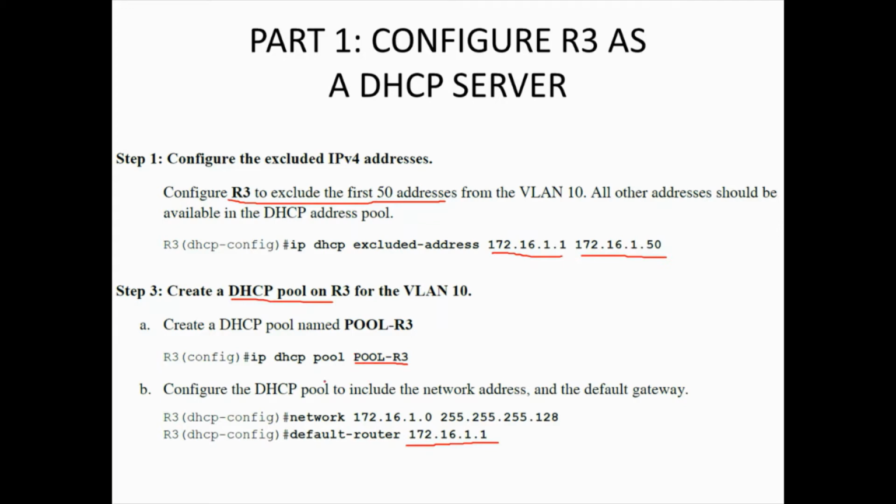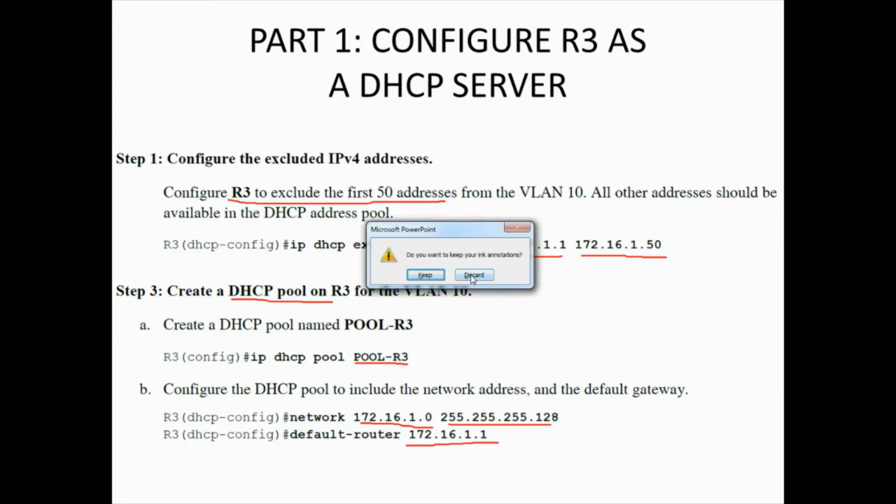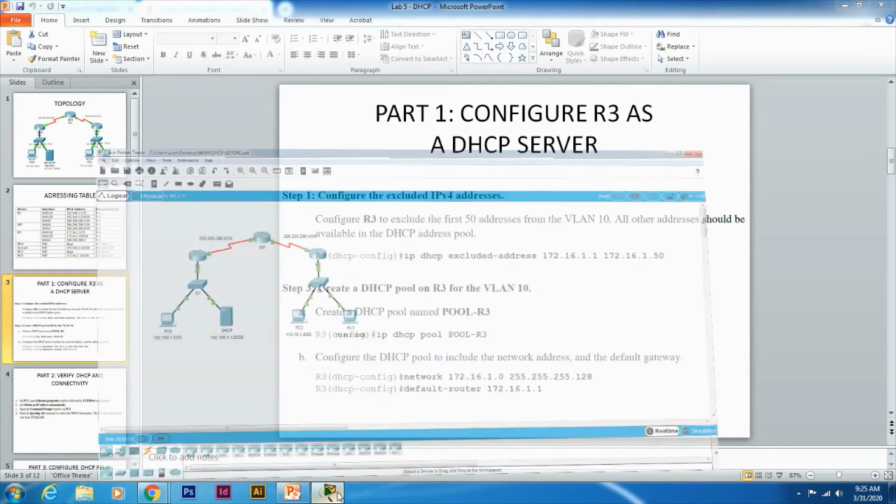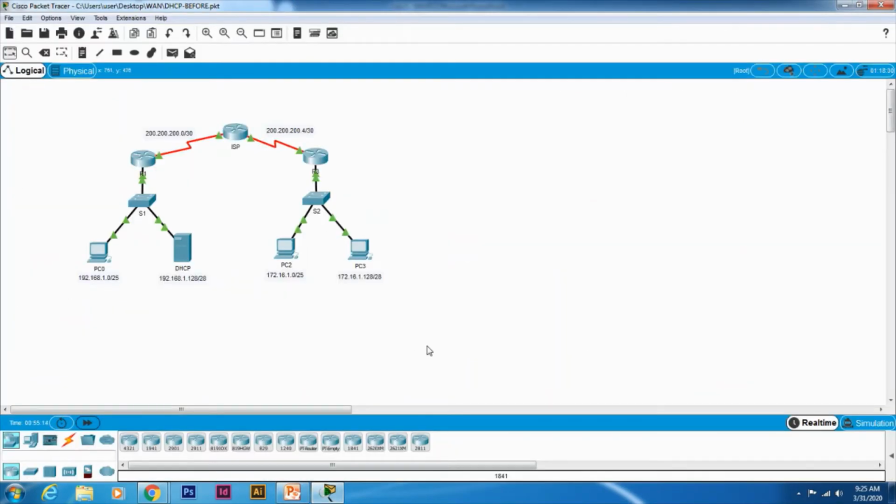And the next step is we need to configure the DHCP pool to include the network address. So here, this is the network address, and make sure you have the correct subnet mask, and the default router is the IP address of the sub-interface. Okay. So we are going to do the first configuration here. This is the Packet Tracer that I have pre-configured earlier on.